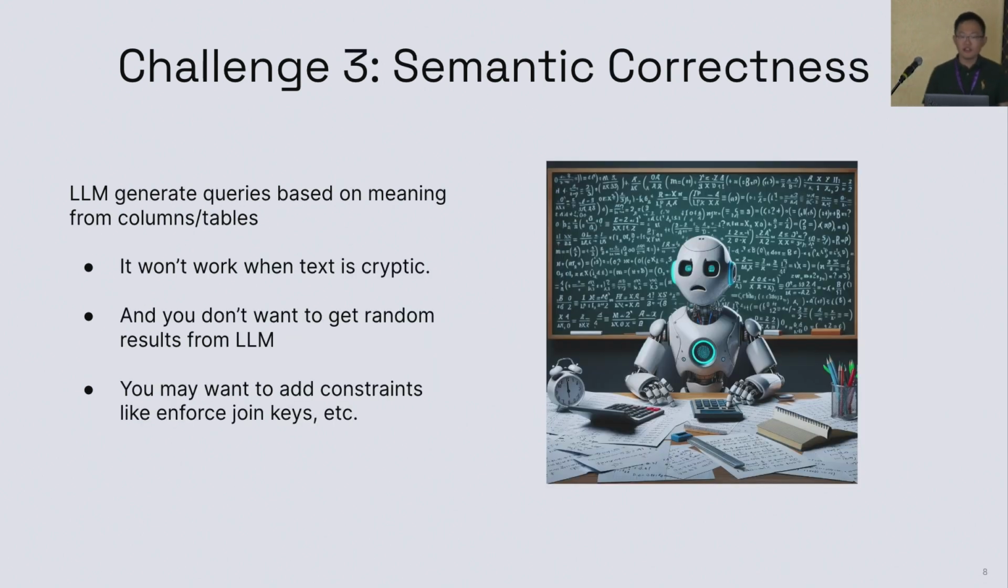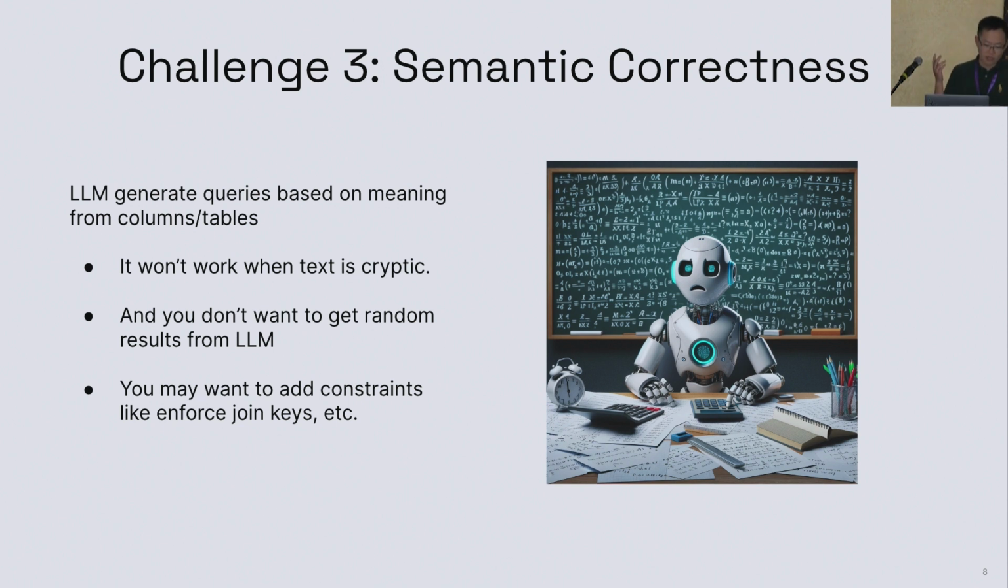The third challenge is semantic correctness. Basically, the large language model generates a query based on text meaning from the columns and tables. It doesn't understand your data. It doesn't understand your semantics. For example, if you have some table names or column names that are kind of cryptic, right? Or if you have multiple text columns and stuff like that, when you generate the query, you are likely to get the wrong column used.